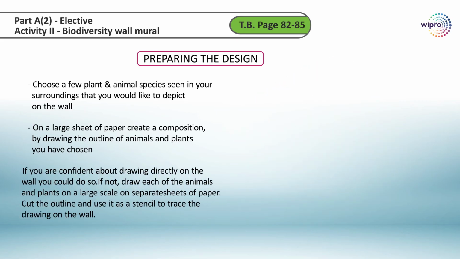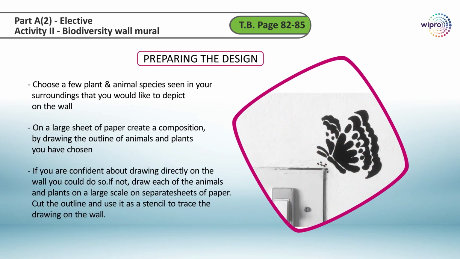If you are confident about drawing directly on the wall, you could do so. If not, draw each of the animals and plants on a large scale on separate sheets of paper. Cut the outline and use it as a stencil to trace the drawing on the wall.